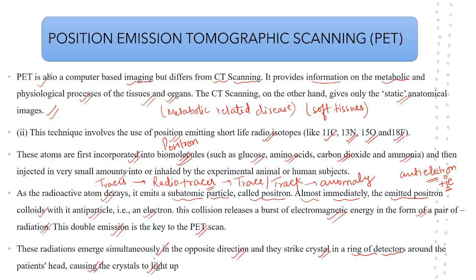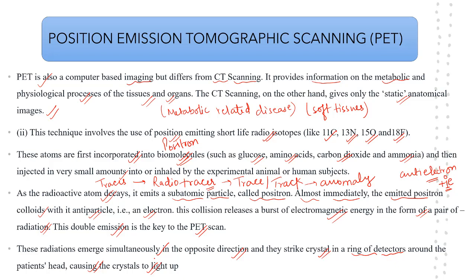So the PET scan, or positron emission tomography, is a computer-based imaging technique which helps us to diagnose the metabolic or physiologic processes along with the anatomical features of tissues and organs. It is better than the CT scan for diagnosing a metabolic related disorder, because sometimes anatomical features don't get distorted, but the metabolic features deviate. So it's very hard to diagnose metabolic related issues, and that is why this technique, the PET scan, was invented.